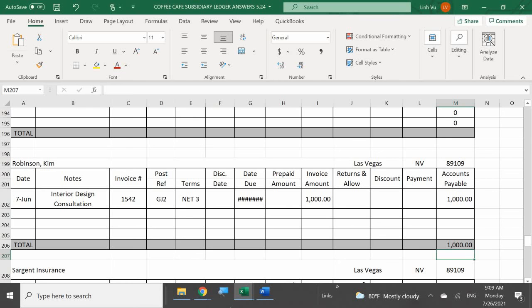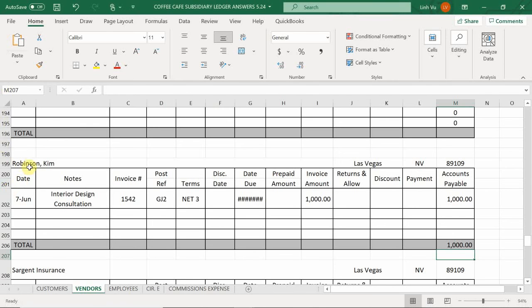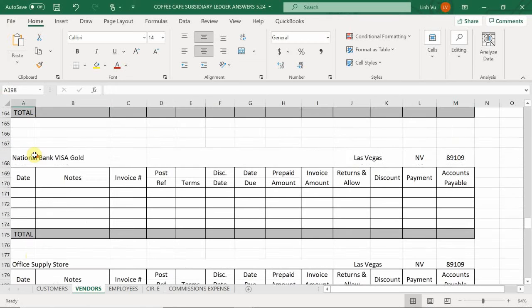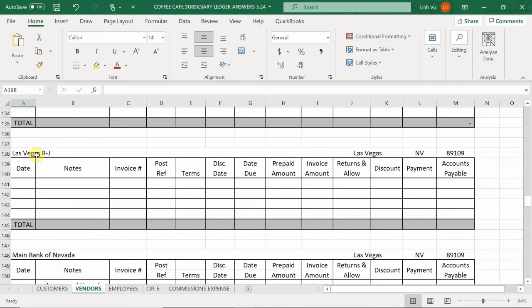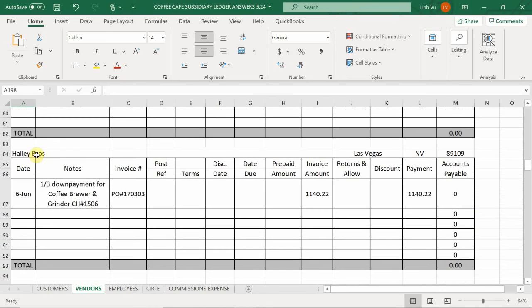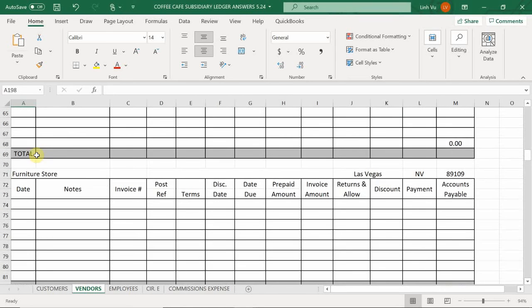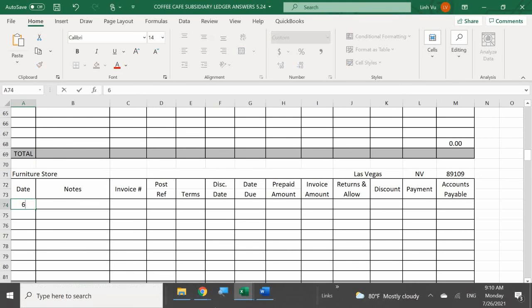Last but not least, we now need to go to our subsidiary ledger because we received our first bill. So furniture store should be under F. Okay, here's Haley Furniture Store. Okay. It's the 7th of June.